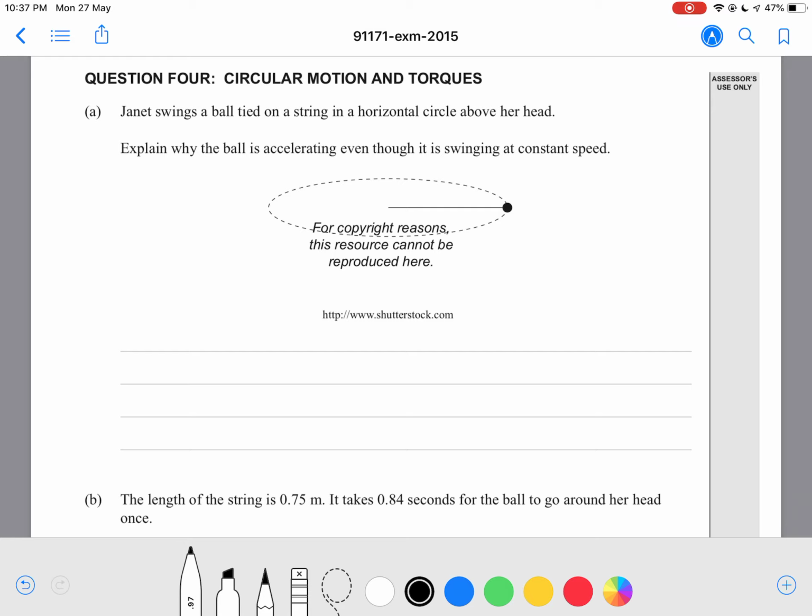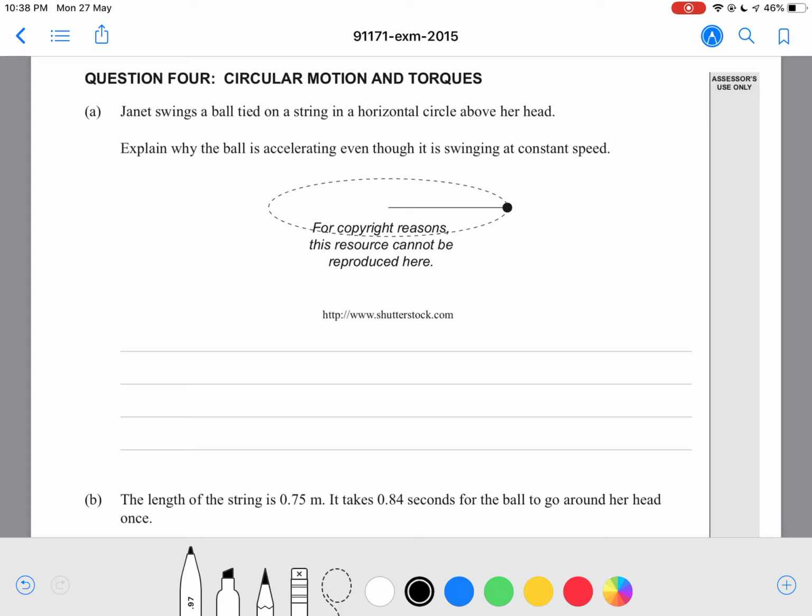So basically, the ball is still accelerating because there is an unbalanced force from the centripetal force acting on the object. And because F equals ma, and there's an unbalanced force and a mass of the ball, therefore there has to be an acceleration, okay? So basically the velocity is constantly changing because even though the speed is the same, the direction of the velocity is constantly changing, and therefore the ball is accelerating, okay?